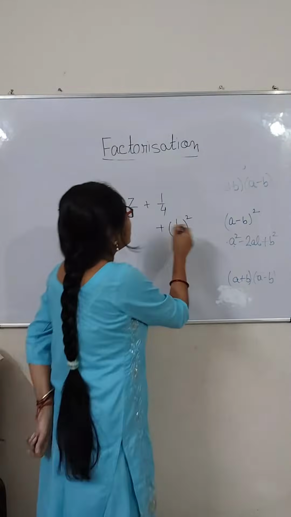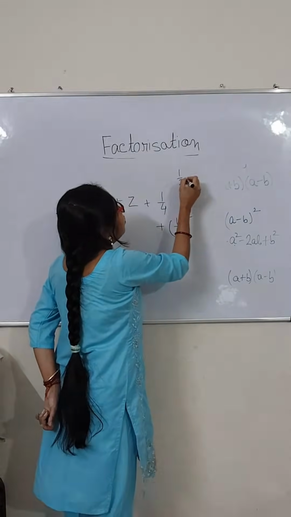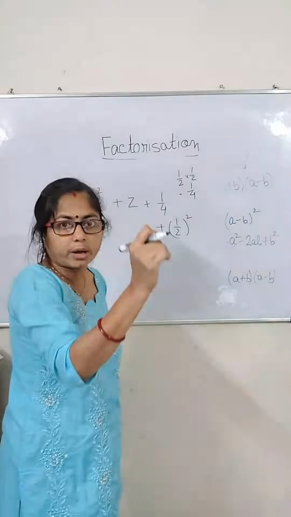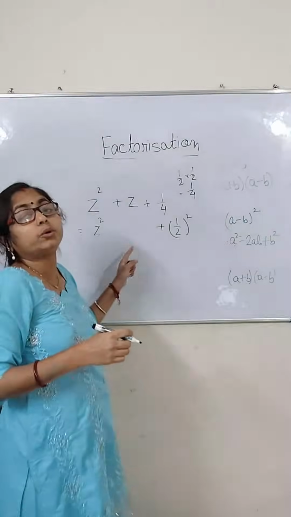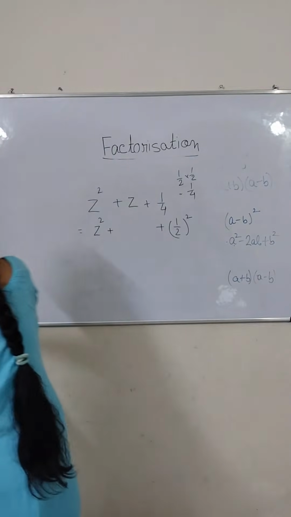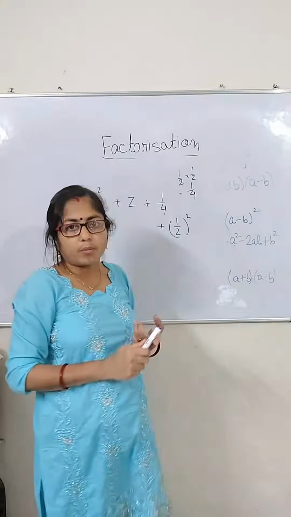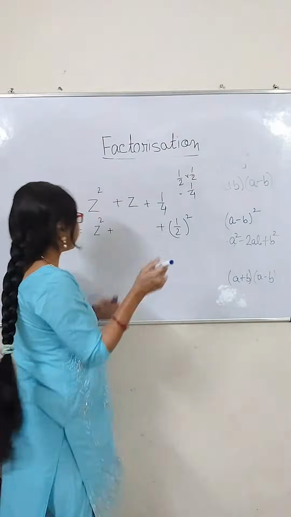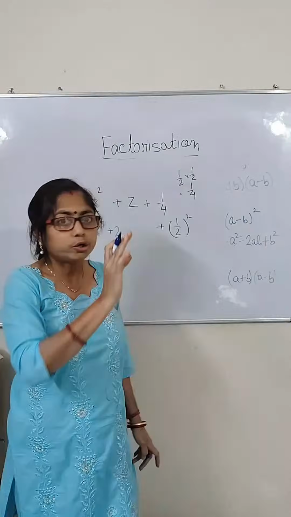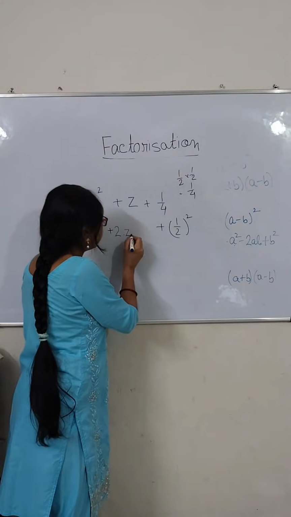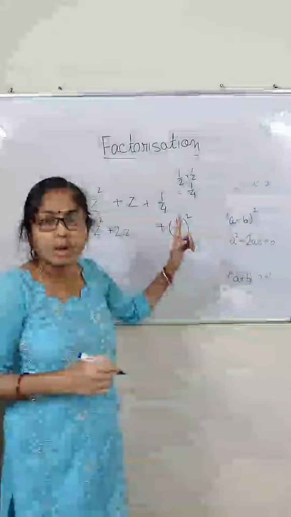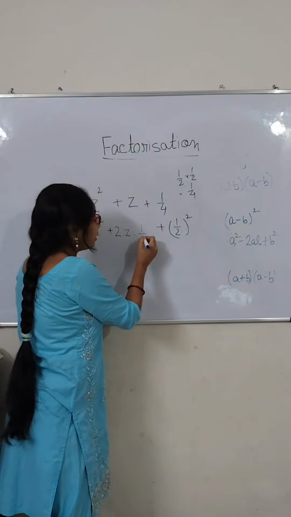One by 2 whole square. Now I write upside: 1 by 2 into 1 by 2 means 1 by 4. Is it clear? Now I put the middle part. First the plus sign. Now you check it. What is the formula? 2ab. I write 2a, where a means z, not z square. I write z and then b. Here b means 1 by 2, so I write 1 by 2.